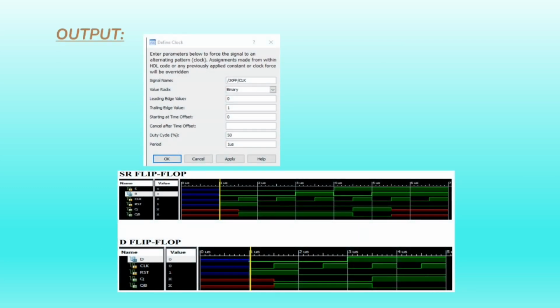And now let us look at the output for both the programs, SR flip-flop and D flip-flop. In SR flip-flop, when set is given as 0 and reset is given as 0, then clock is equal to 0 and reset is equal to 1, then Q is equal to X and QB is also equal to X. In D flip-flop, when D is equal to 0, clock is equal to 0 and reset is equal to 1, then Q is equal to X and Q bar is equal to X.